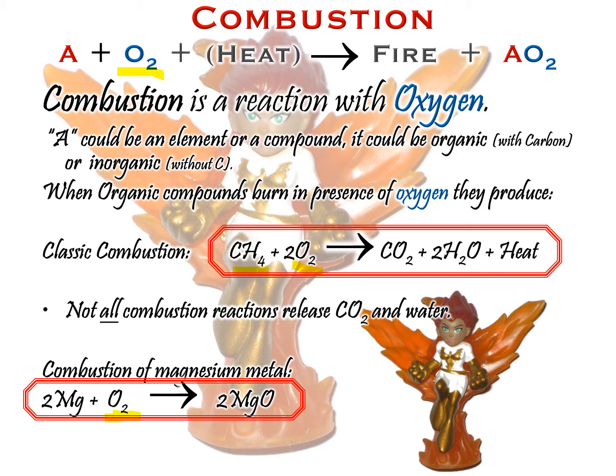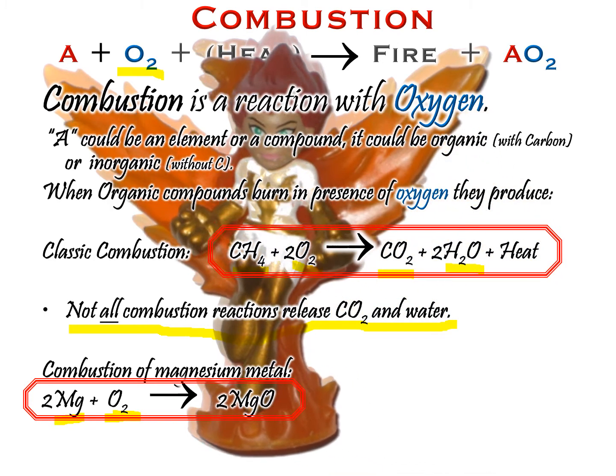And then there's lots of other organic chemicals that can burn, but they usually make the same two products, carbon dioxide and water. That's what it's known for. However, not all combustion reactions produce carbon dioxide and water. Sometimes they don't even involve carbon when it's an inorganic material, like let's say a metal, like magnesium, as shown in the bottom. Well, magnesium can't produce carbon dioxide, can't produce water, so you get a totally different kind of product. I'll show you examples of both of these.